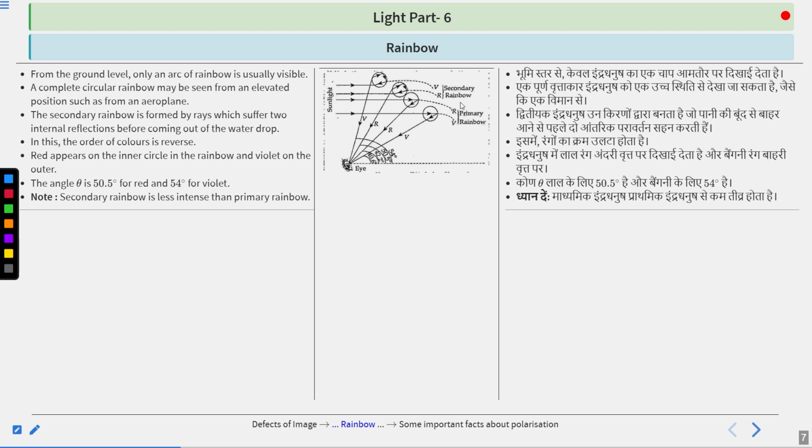So here you can see it. This is the primary rainbow. The red is on the outer and violet is on the inner. In the secondary rainbow, this case gets reversed. The violet is on the outer and red is on the inner. Okay, because here the angle theta gets reversed for red and for violet. For red, it becomes lower, 50.5 degree, and for violet, it becomes higher, 54 degree. Okay, but remember, if we go by the intensity, the secondary rainbow is always less intense than the primary rainbow.